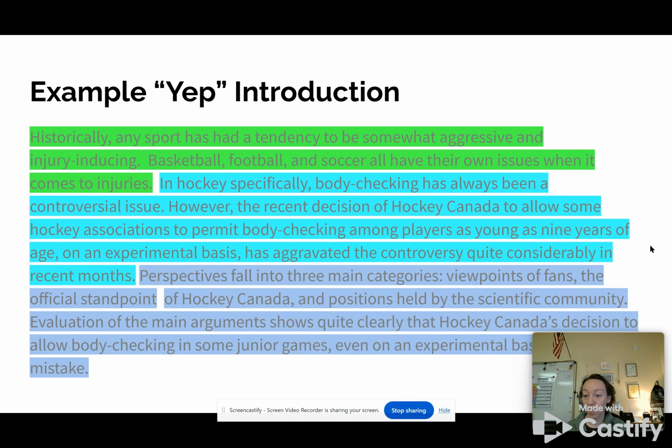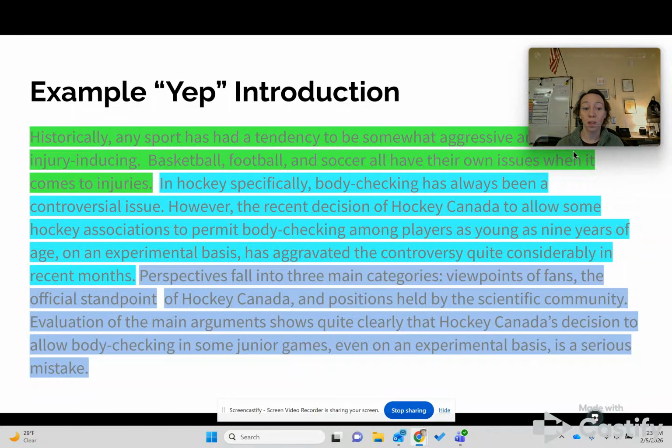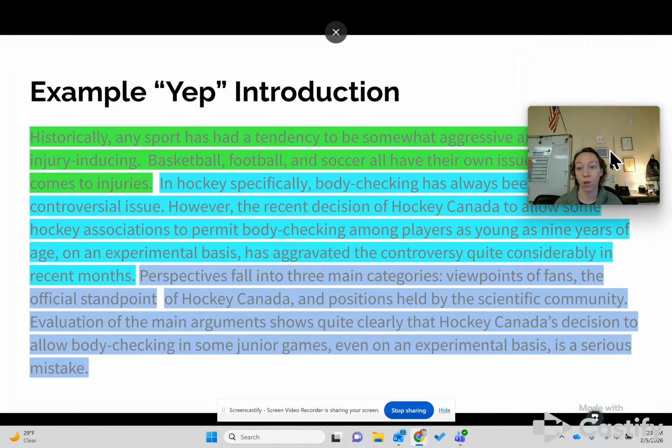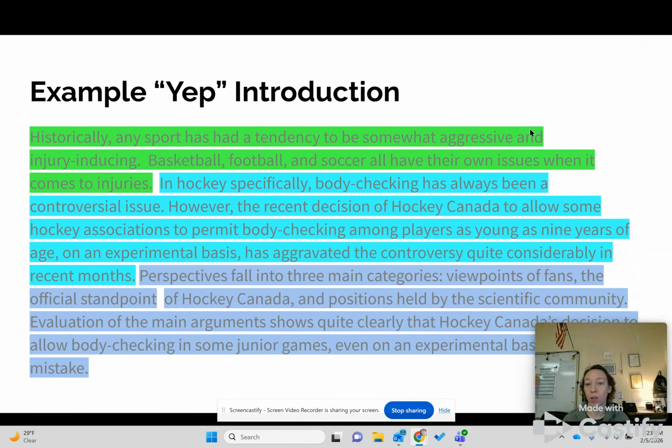They've just given me the structure of their paper right there. Then, move this real quick, then it has evaluation of the main arguments shows quite clearly that Hockey Canada's decision to allow body checking in some junior games, even on an experimental basis, is a serious mistake. That is very clearly the thesis. It is the opinion of the writer, and that they are going to have to prove by exploring these viewpoints and then explaining why it's still a mistake, okay? So really, really solid intro there.